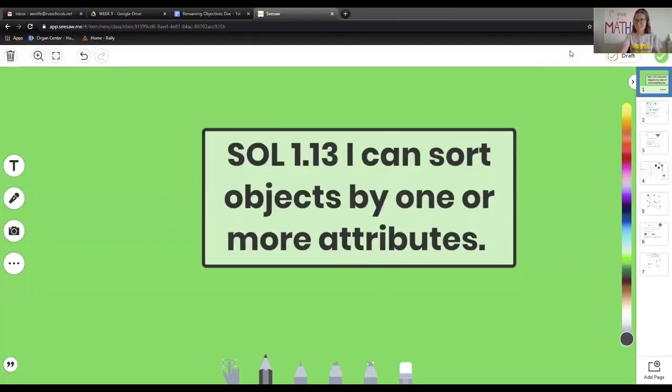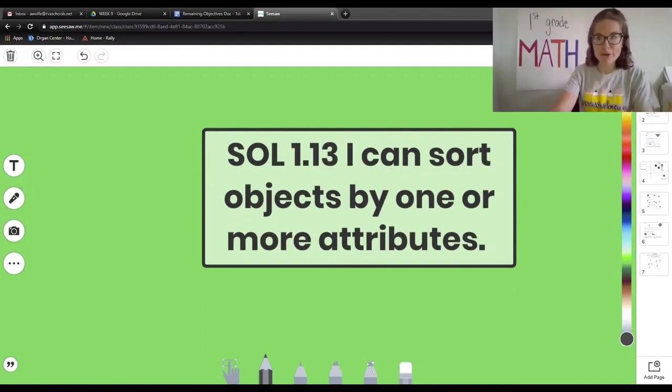So today we're just going to go ahead and jump right into it. We don't have another video, so we're going to go ahead and just get right to our sorting. Our I can statement is the same as it's been pretty much this whole week. SOL 1.13, I can sort objects by one or more attributes.